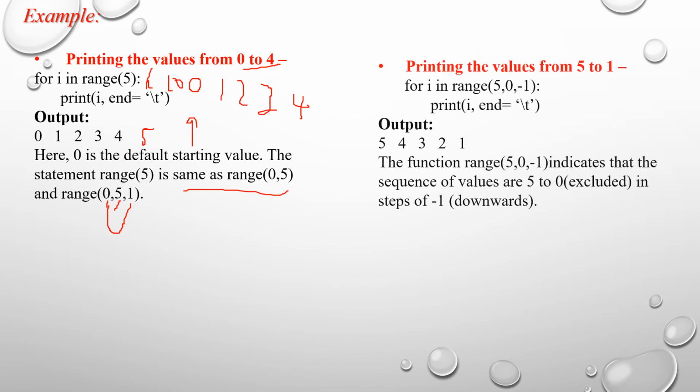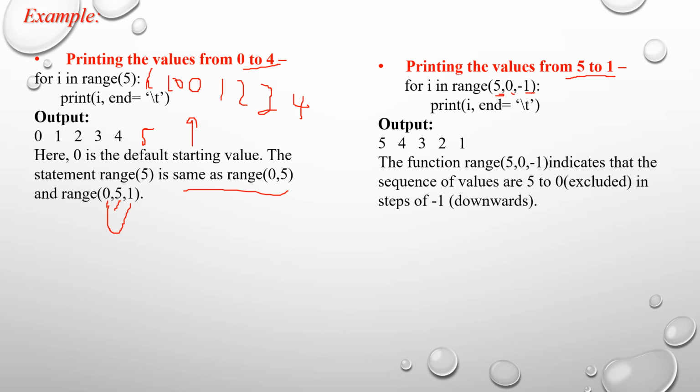Let's consider one more example: print the values from 5 to 1. Here it is for i in range, and we have to print the values from 5 to 1. The starting value is 5, the end value is 0, and here the step size is -1. We have to decrement the value, that's why the step size is -1.